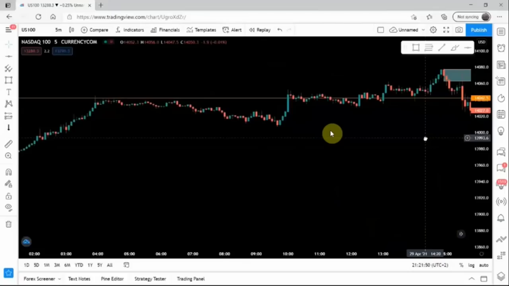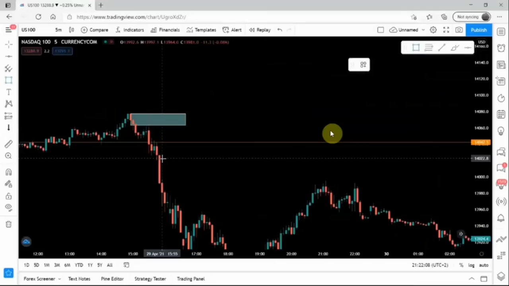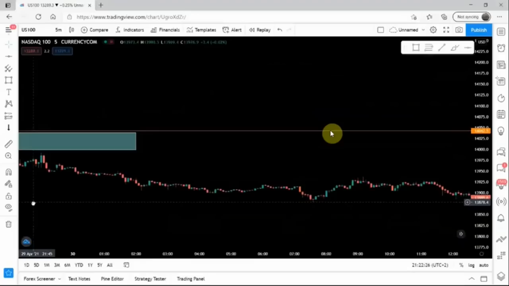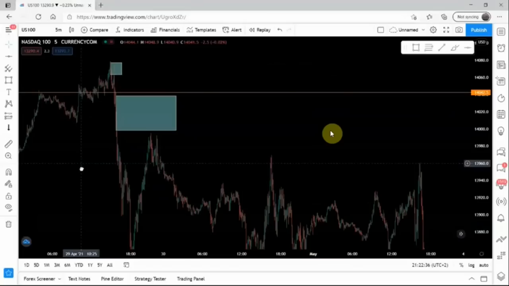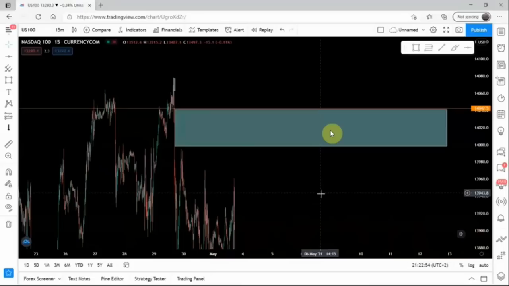Because regardless, we had imbalance over here. Jeez, we have imbalance all over here. Understand? They didn't tap into the imbalance, and a lot more imbalance. But sooner or later, we knew that they would. Just a matter of time before they come back to clear out this imbalance. You understand? Yeah. It's just a matter of time.